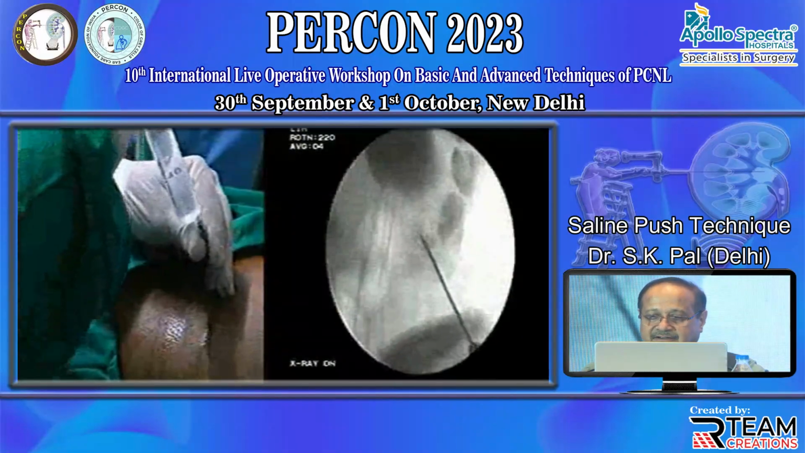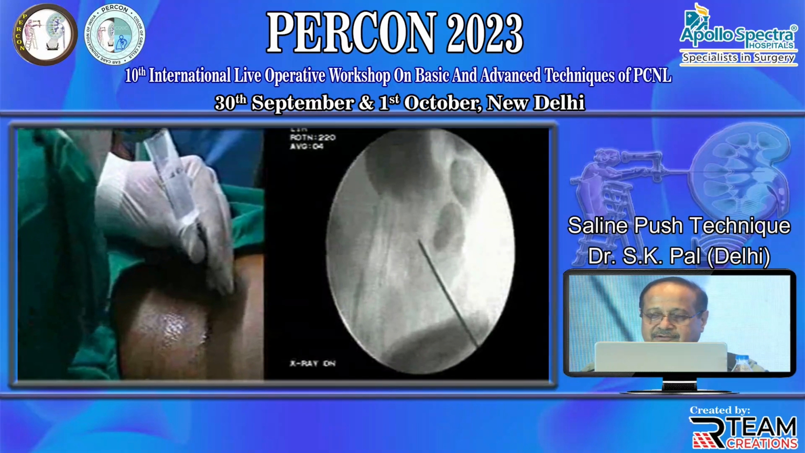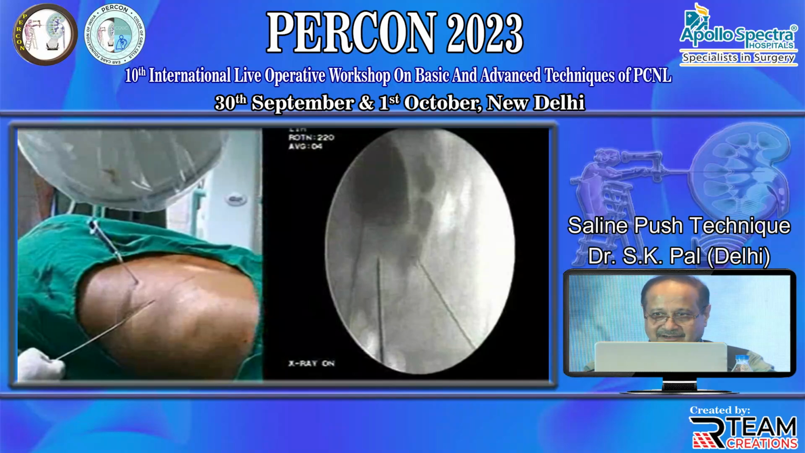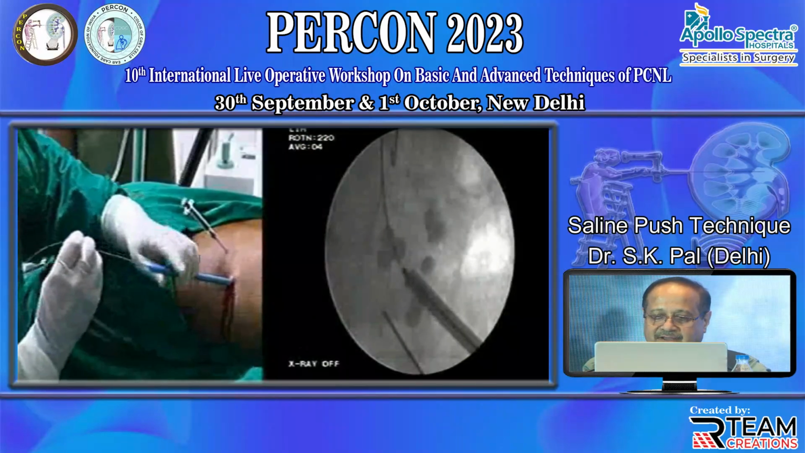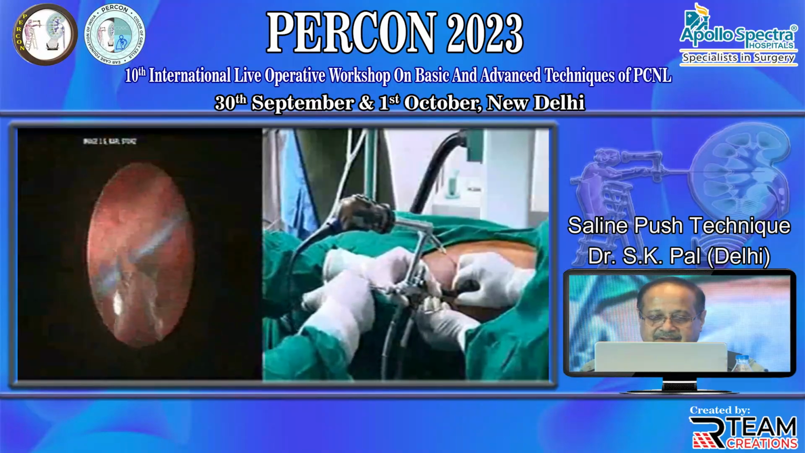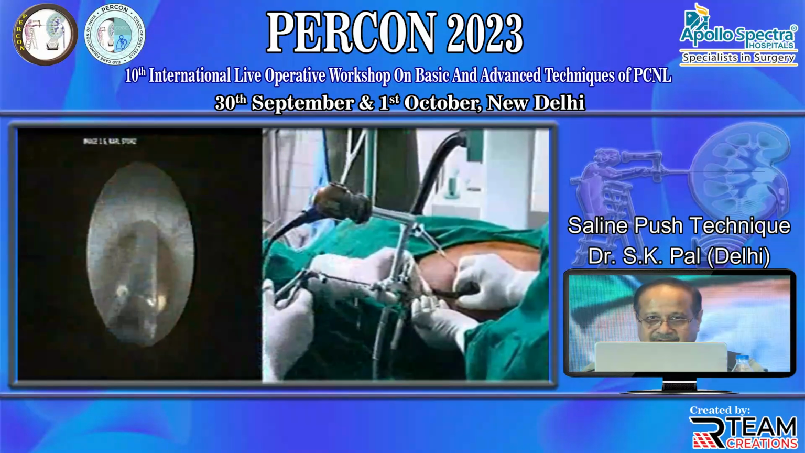Now with the 20 ml saline, when I push, this goes into the renal pelvis. So now the things are easier. We make, where the 3 stones were there, we make a track into that. Pick out those 3 stones.